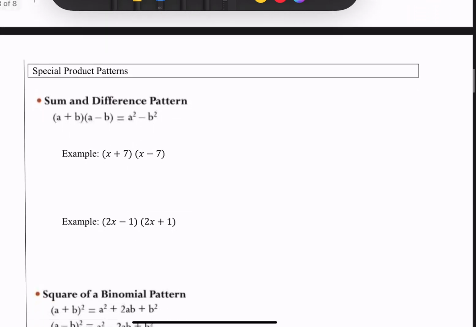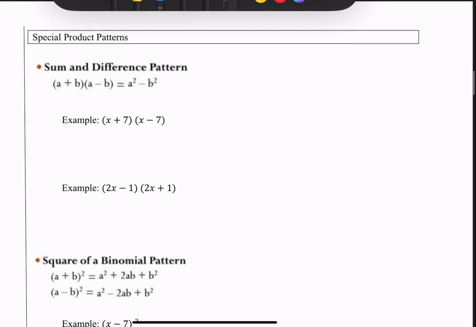Now, there are some special product patterns that I really would encourage you to learn. The sooner the better. So, the first special product pattern is the sum and difference pattern. Notice in the sum and difference pattern, a plus b times a minus b, we have two binomials with the exact same terms. The only difference in those binomials is the sum and difference signs. And when you multiply them together, something really cool happens. So watch this. Let's do it with our first example.